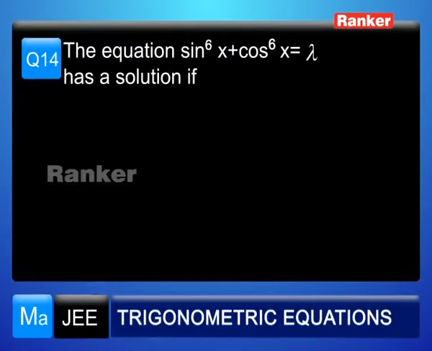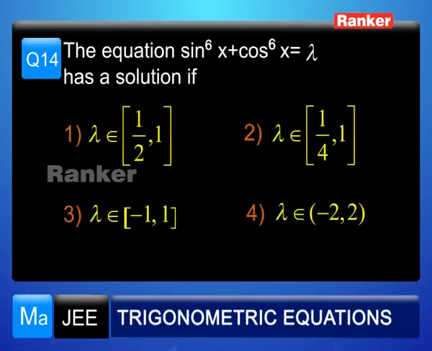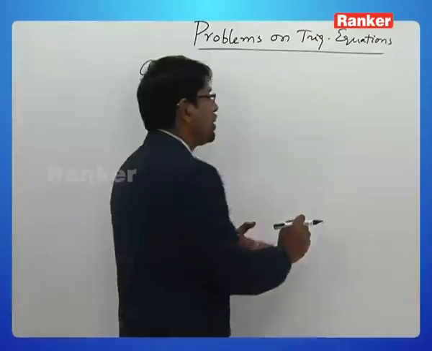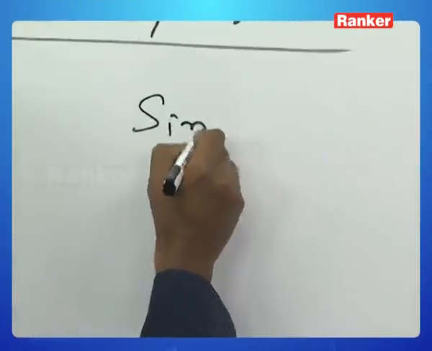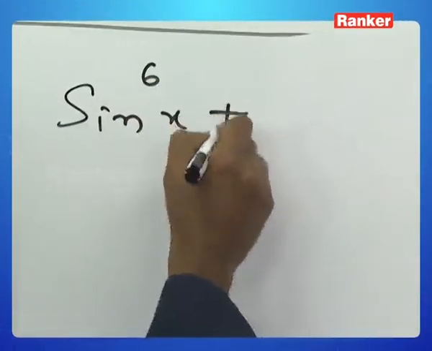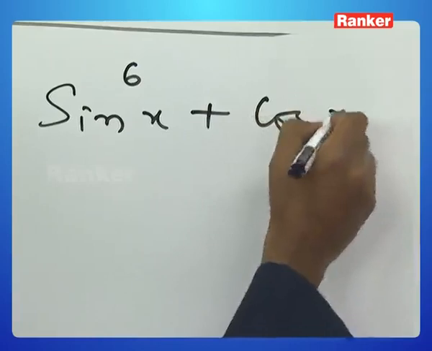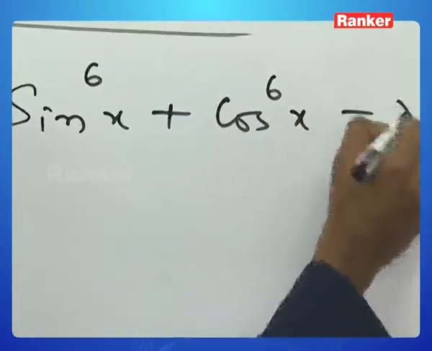The equation sin x power 6 plus cos x power 6 equal to lambda has a solution if, first option, lambda belongs to closed interval half comma 1. Second option, lambda belongs to closed interval 1 by 4 comma 1. Third option, lambda belongs to minus 1 comma 1. Fourth option, lambda belongs to minus 2 comma 2. Sin x power 6 plus cos x power 6 is equal to lambda.